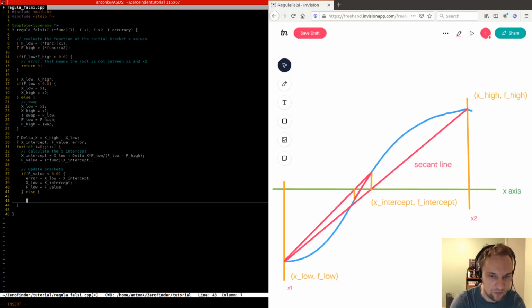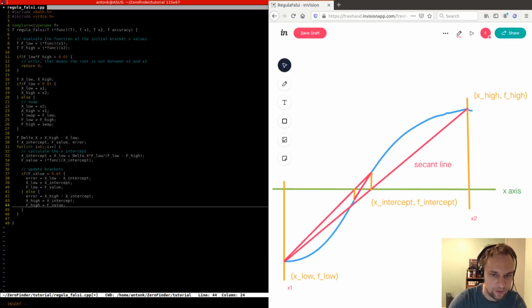Otherwise, we're going to move the other boundary to the x-intercept location. So calculate the error, which is going to be x high minus x-intercept. And x high is going to be moved to the x-intercept location, and f high is going to be our new f value.